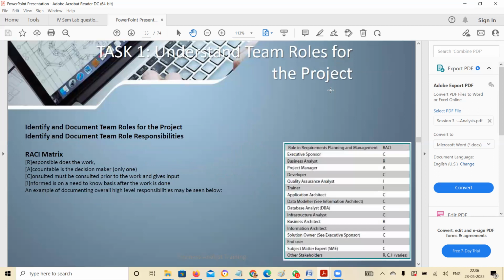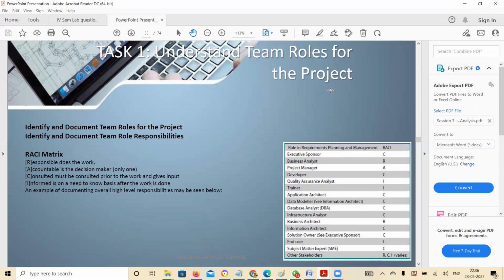So here we're talking about the roles for the project. Roles are divided into 4 parts. We have the RACI matrix: people who are responsible for the work, accountable, and so on. Accountable is always one. For each of the tasks, you have to identify the RACI matrix.